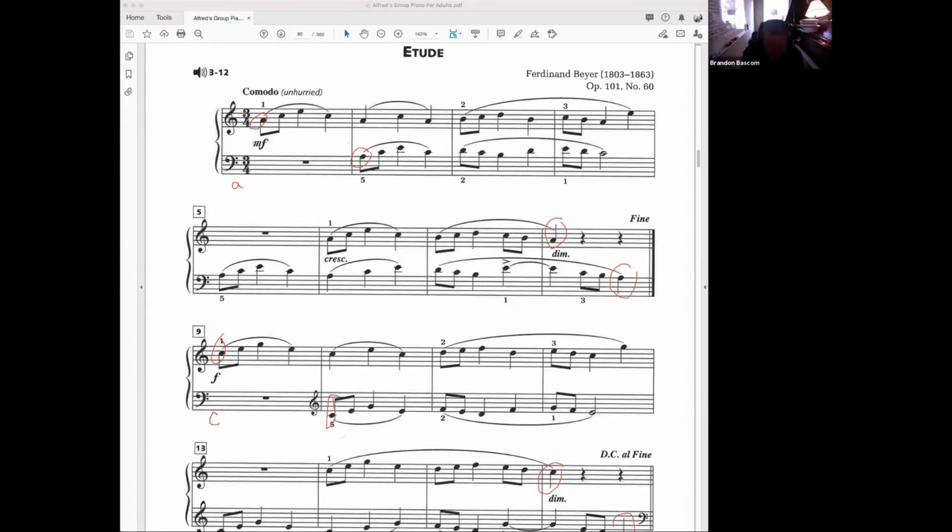Exact same thing in the exact same keys. Let me see if I have it here.